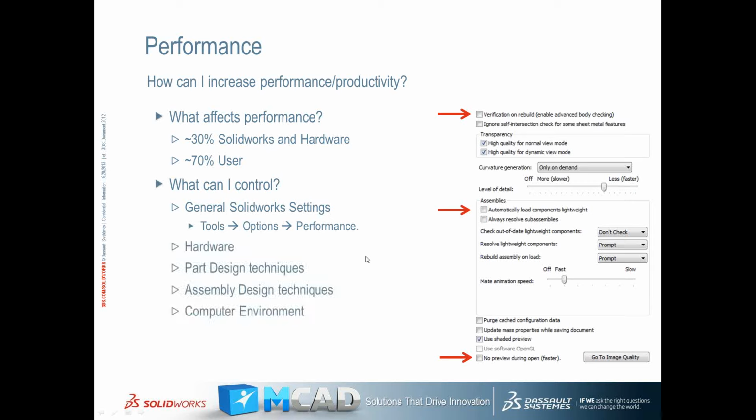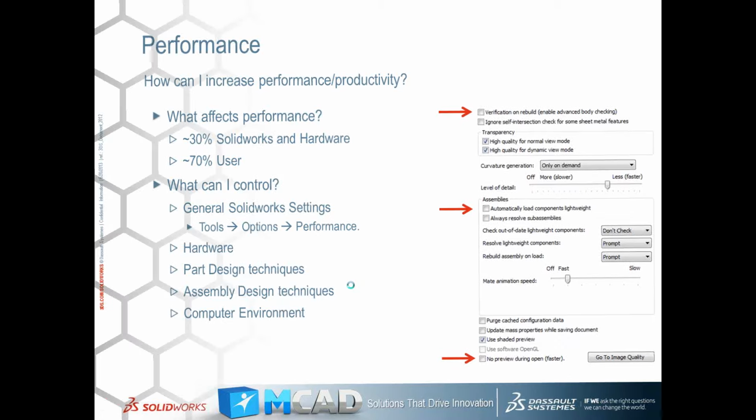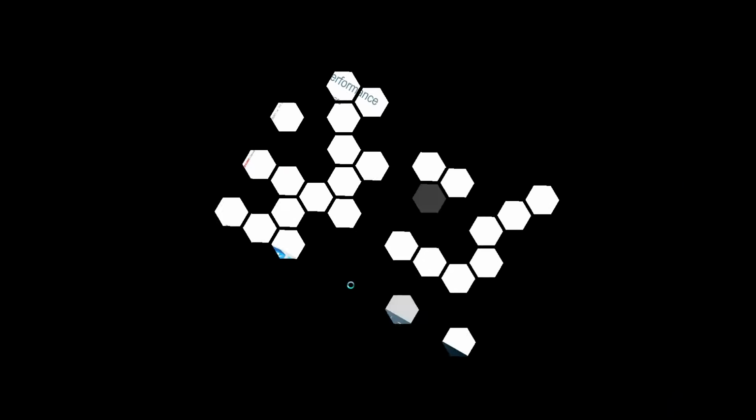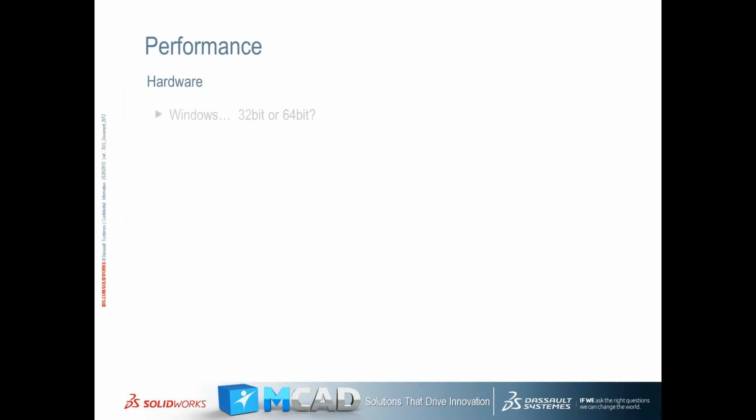So other things that you can control are your hardware. Obviously, buying new hardware if it's out of date. How you build your parts can also affect that performance. Also, how you manage your assemblies can affect the performance, and also just the environment that's on your computer. So we'll talk about some of these here. So the first thing I wanted to get into is hardware.